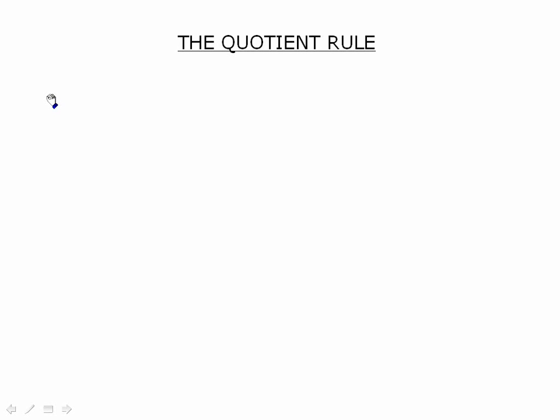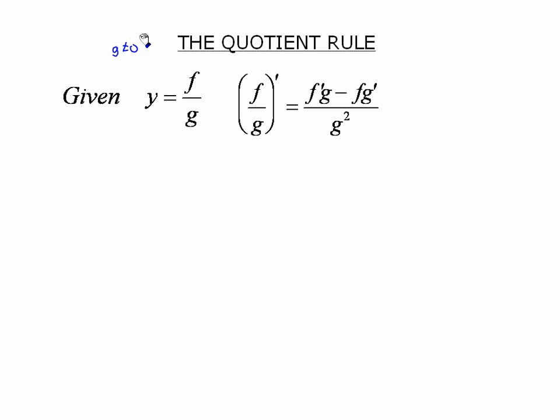Welcome to Math 31. This is a lesson on the quotient rule. So given a function y is equal to f over g, now I didn't note this one already, and I will, g cannot equal 0. f over g prime would be equal to f prime g minus f g prime over g squared. So it's got kind of a more complicated form than does the product rule.